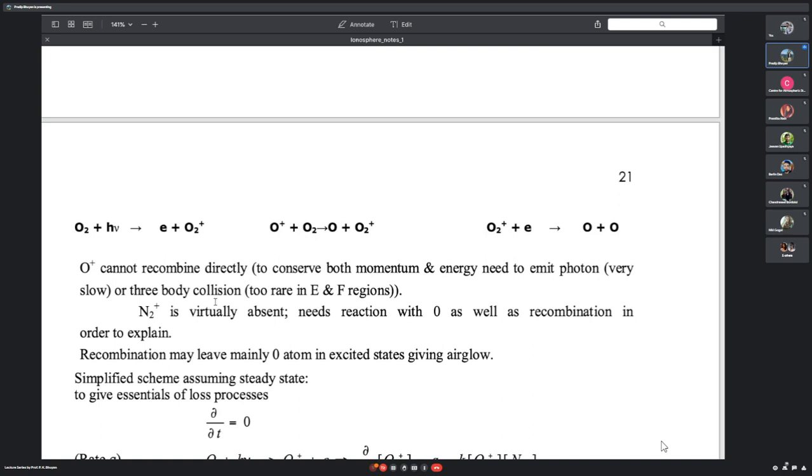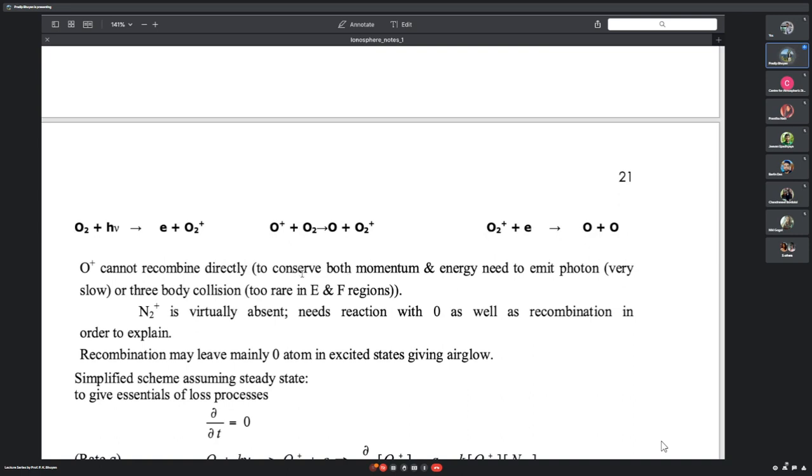But this O+ cannot combine directly with an electron. We could have written O+ plus e becoming an O, but that reaction is not possible, or even if it is possible, it will be very, very slow. Why?